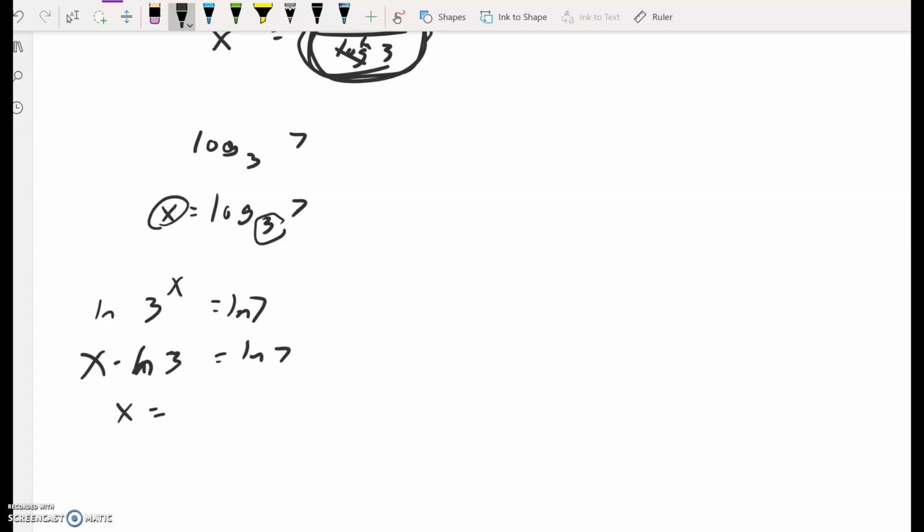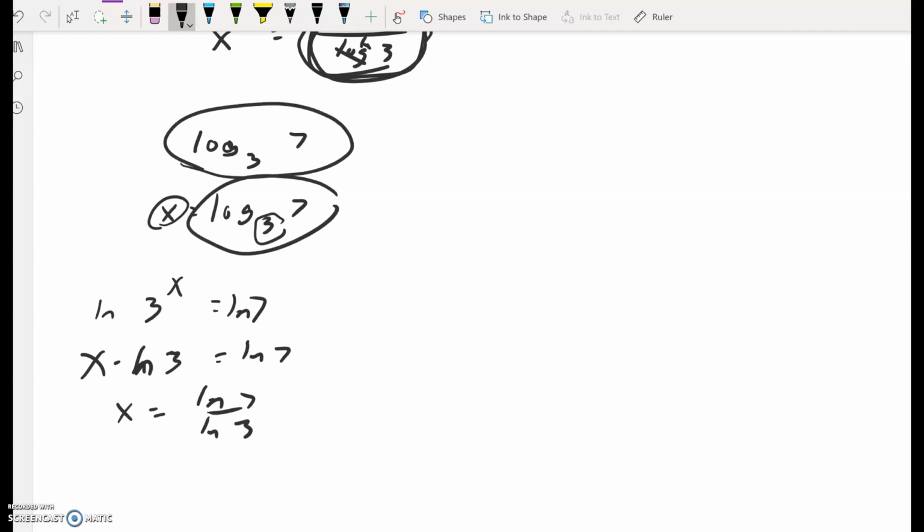And then so we now know what x is. We know what this equals. It equals the natural log of 7 over the natural log of 3. So anytime you want to find the log of some number with respect to some base, you can always use this change of base idea. It's the logarithm of this divided by the logarithm of this.